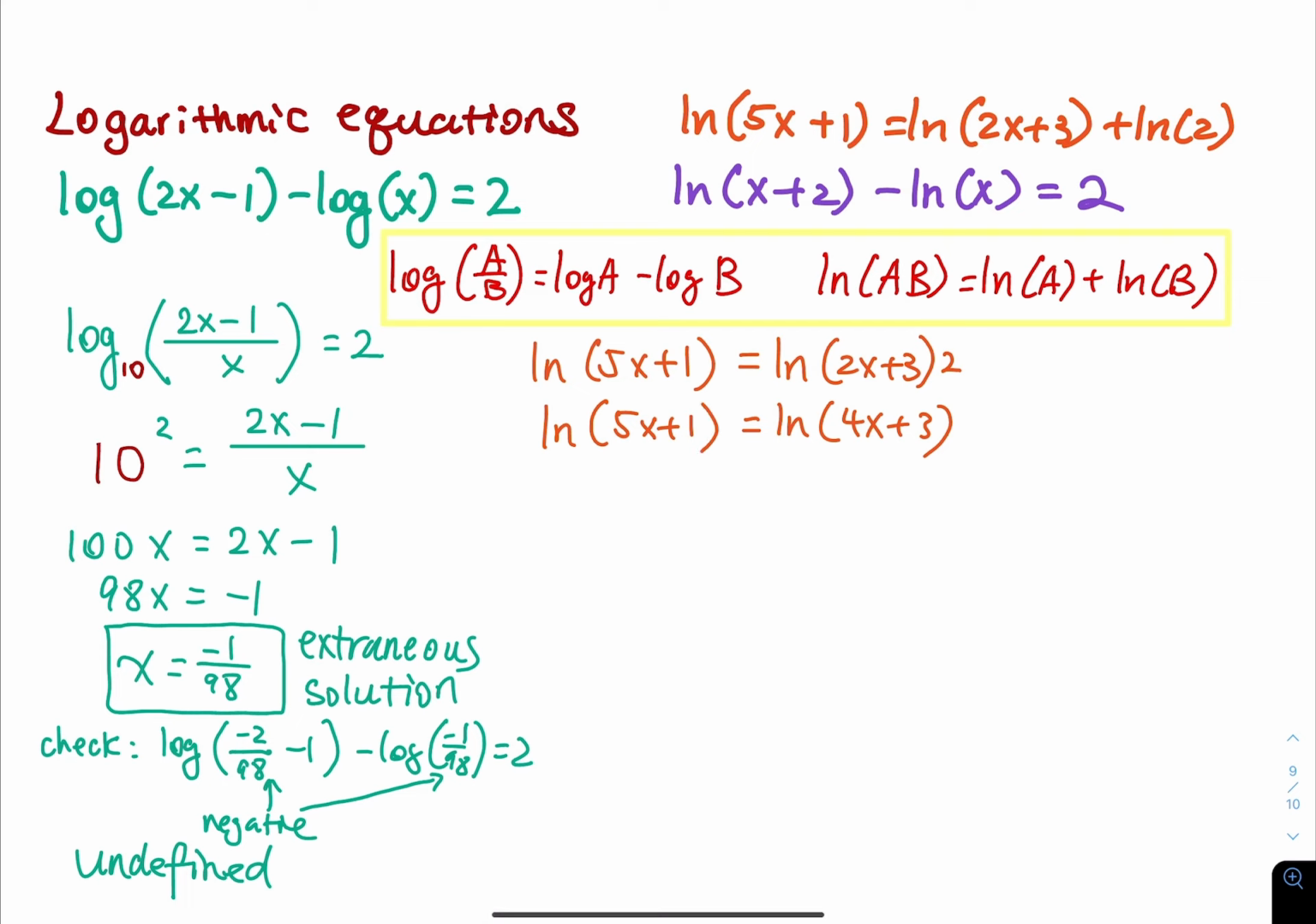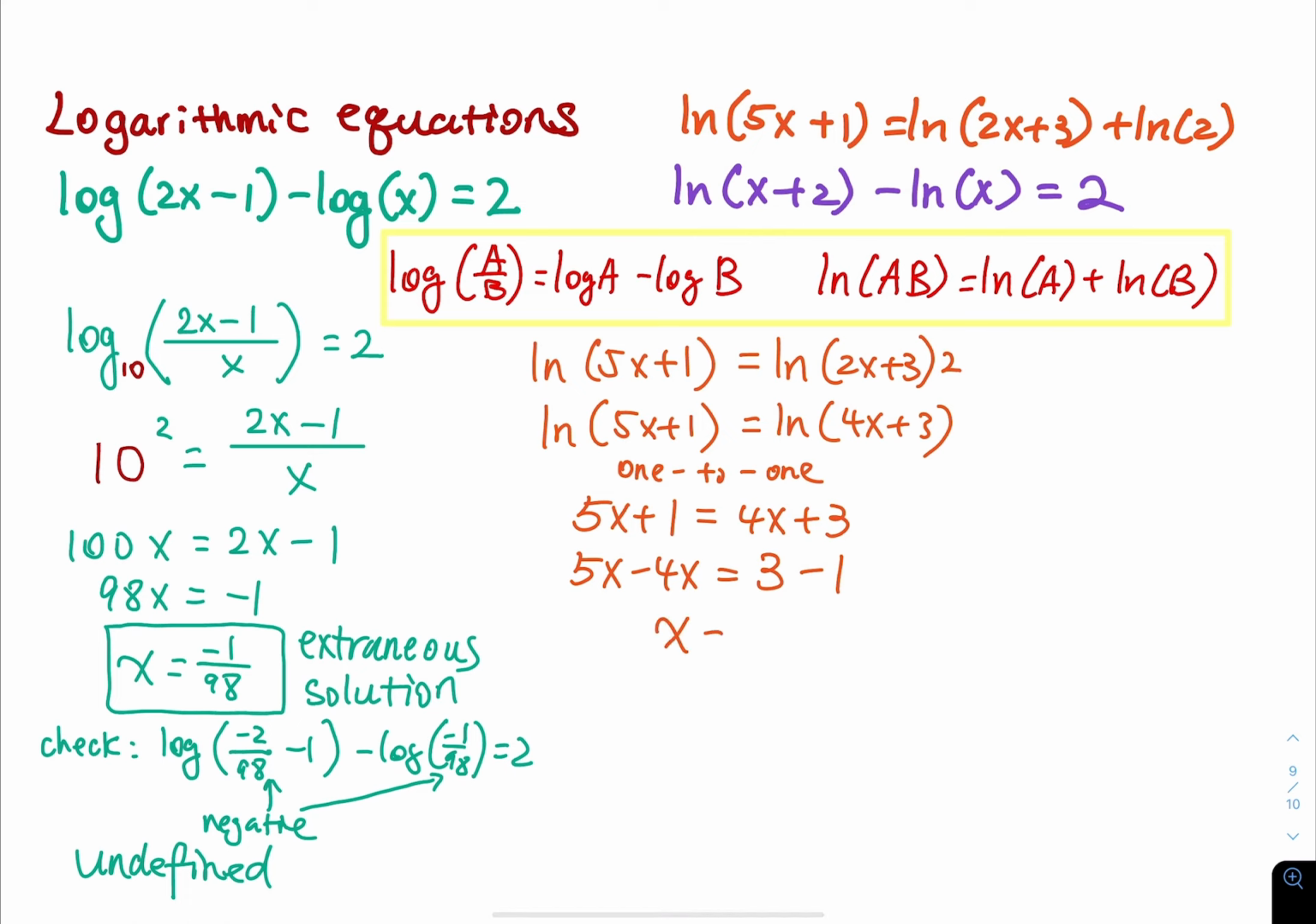So each side is ln of something. Okay, so what that means is we will use the one-to-one property. One-to-one property means everything inside the parentheses is equal. That will be 5x + 1 equals 4x + 3. X on the left, so 5x minus 4x equals 3 minus 1. So that is 3 minus 1. This is x equals 2.